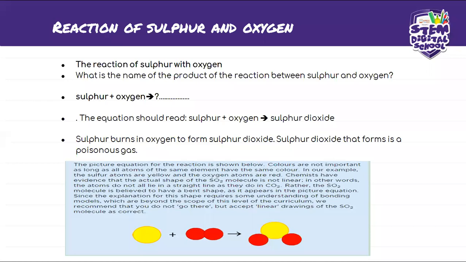Okay, so take note, we just finished looking at the reaction between carbon and oxygen, which is a non-metal. We are also looking at the reaction of sulfur with oxygen, which is also a non-metal. That is the word equation, sulfur plus oxygen giving us sulfur dioxide. And remember, sulfur dioxide is very poisonous, so in the laboratory, you don't have to inhale the gas. Now, what we have down there is the picture equation for the reaction. Colors are not important here. As long as all atoms of the same element have the same color, you can also do it.